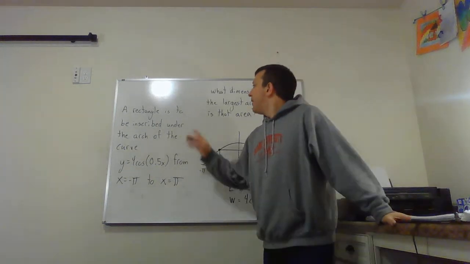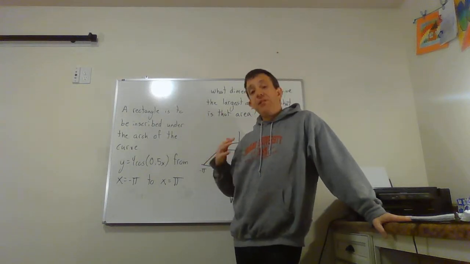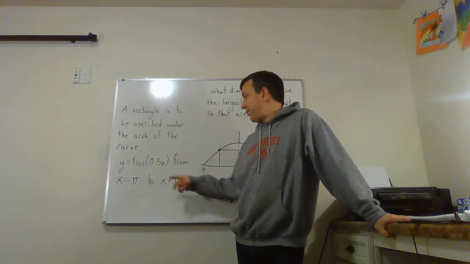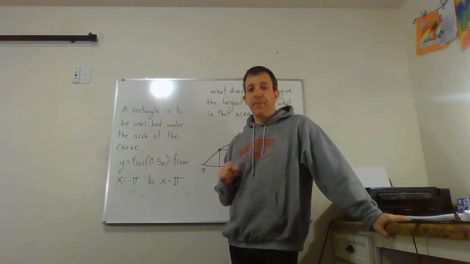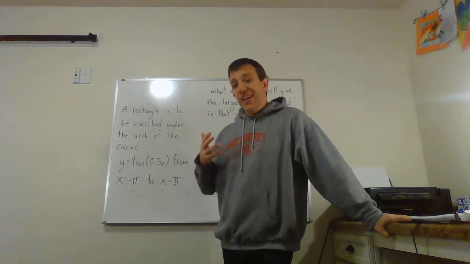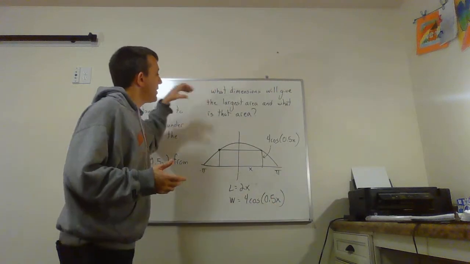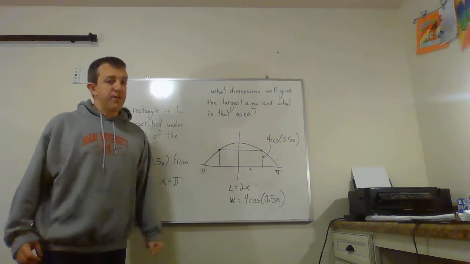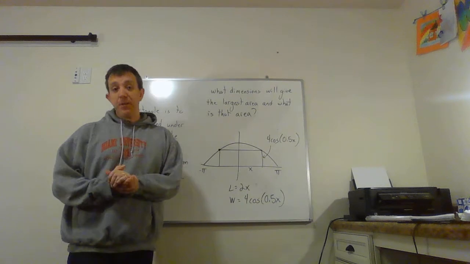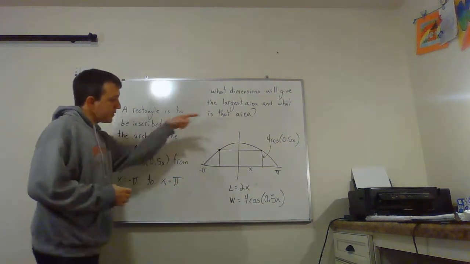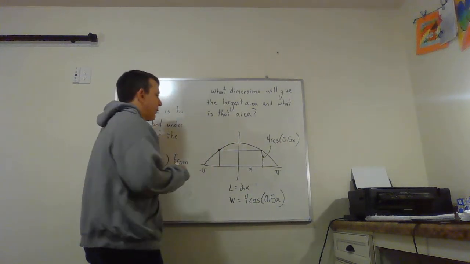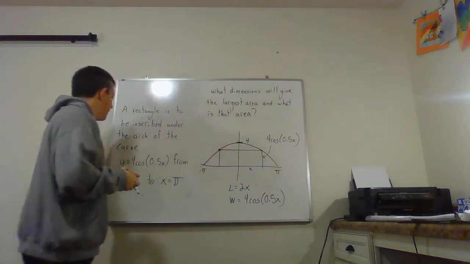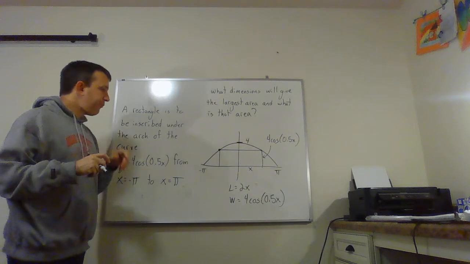A rectangle is to be inscribed under the arch of the curve y equals 4 cosine of 0.5x from x equal negative pi to positive pi. So we want to know what dimensions will give the largest area and what is that area. I drew the picture here. We all are hopefully familiar with a basic cosine curve. It's not going to hit 1, it's going to be 4 because of the 4 in front. It's going to hit 4 here when x is 0.